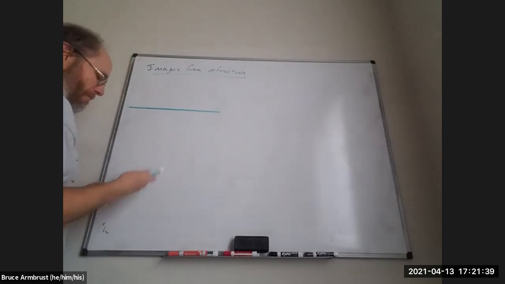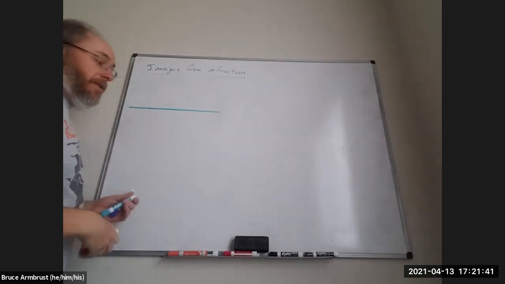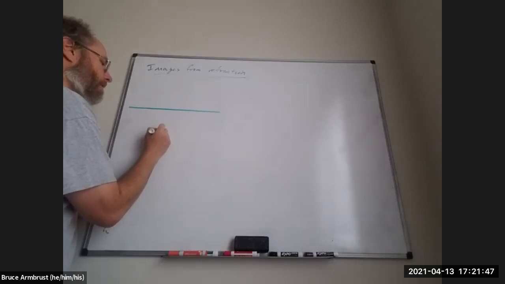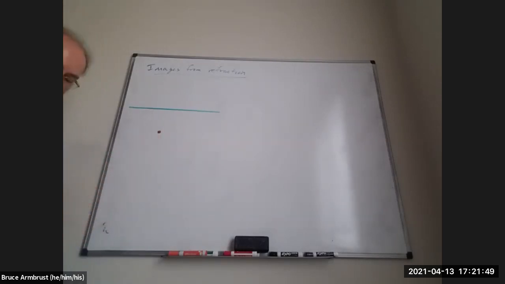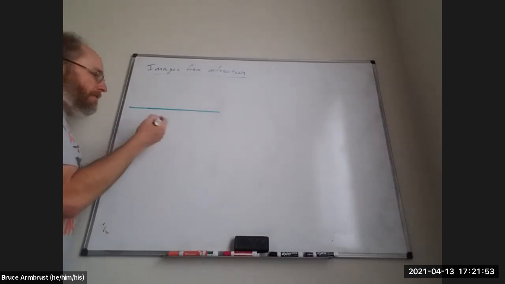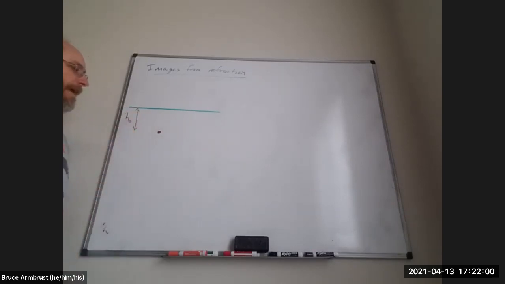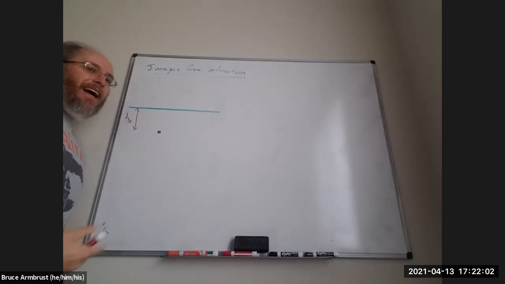All right, so let's say we've got an object down under the water. So maybe we see a rock or something that we think is kind of interesting. So here is our object, and let's just go with this depth. We'll call it HO. So it's not the height of the object, but it's the location of the object.